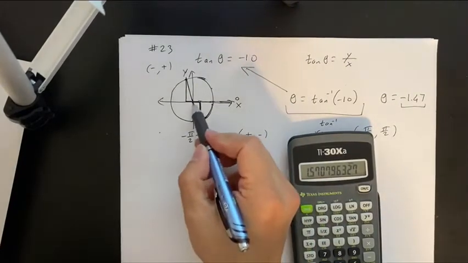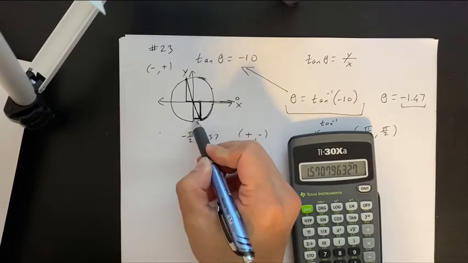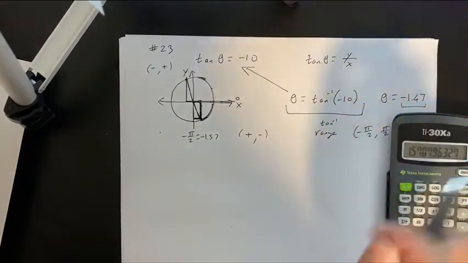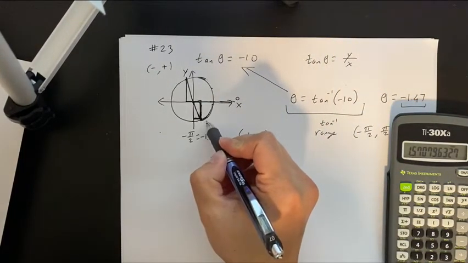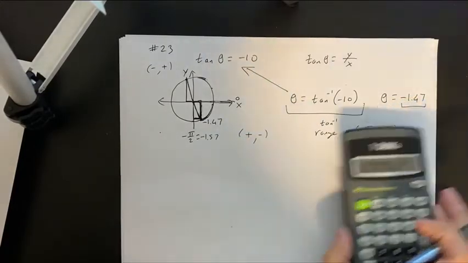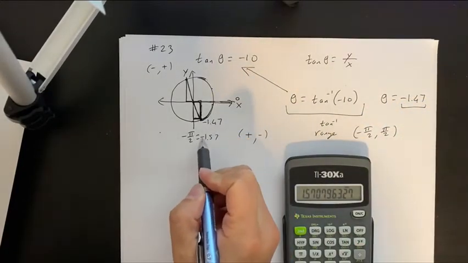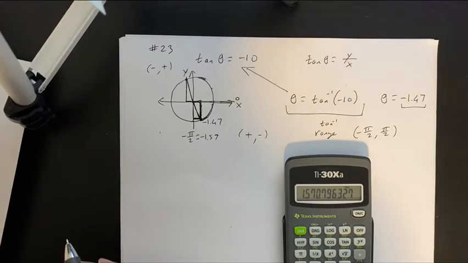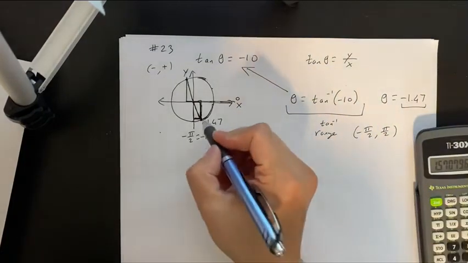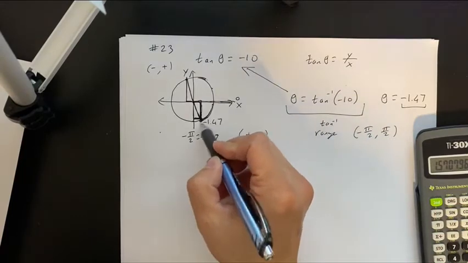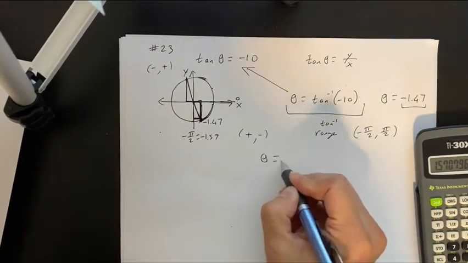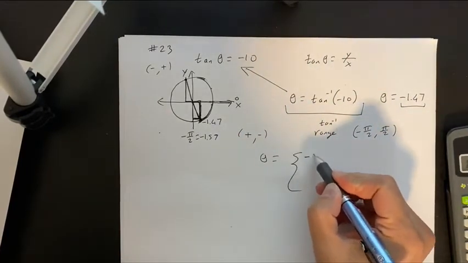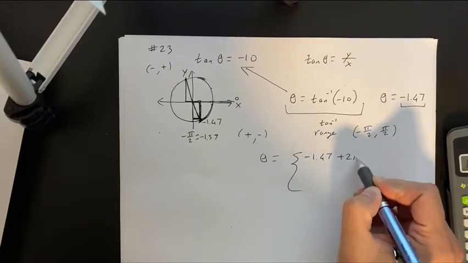And that makes sense because here I need my y to be 10 times bigger than my x for the ratio to be negative 10. Okay, so I found my first position. It's negative 1.47, which is really close to negative 1.57, which is negative pi half. Once you get the first value for that first position, you can generate infinitely many values for that same position by just adding any multiple of 2 pi.